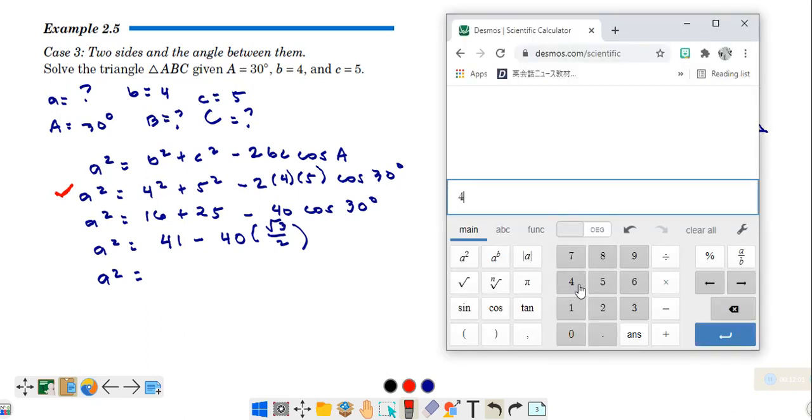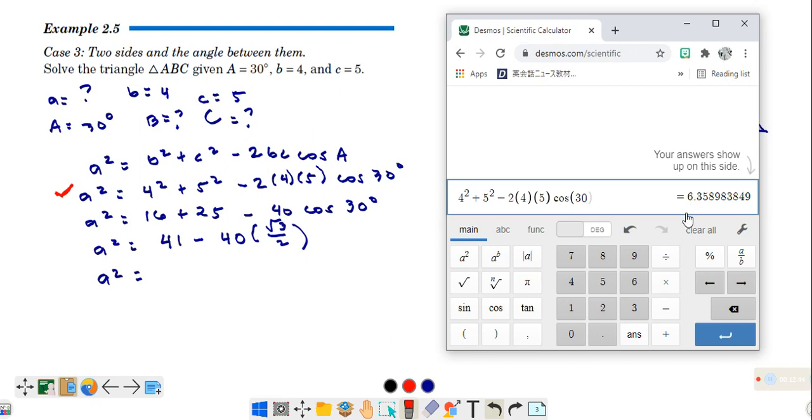So, we have here 4 squared plus 5 squared minus 2 times 4 times 5 cosine 30. So, make sure na nakadegree yung calculator nyo. So, sa calculator nyo, pwedeng diretso ng ganito.